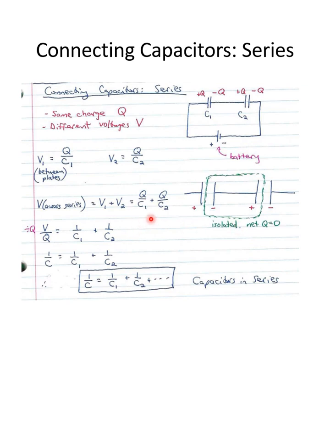Now, let's go back to our equation. Let's divide the entire equation by Q. So we have V divided by Q is 1 over C1 plus 1 over C2.